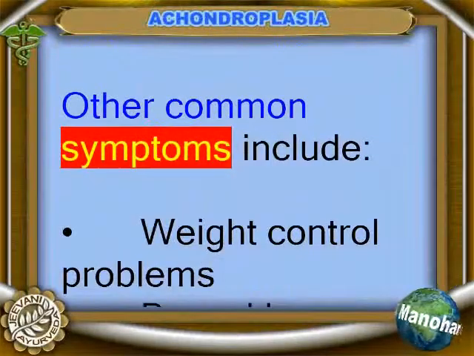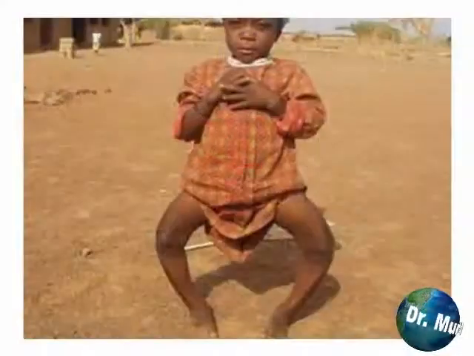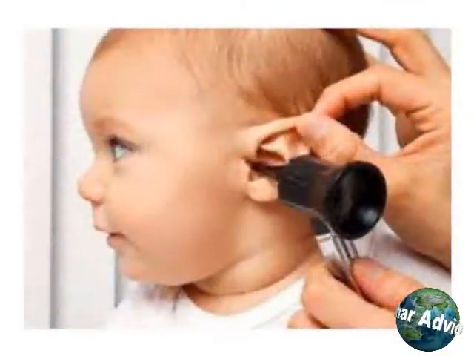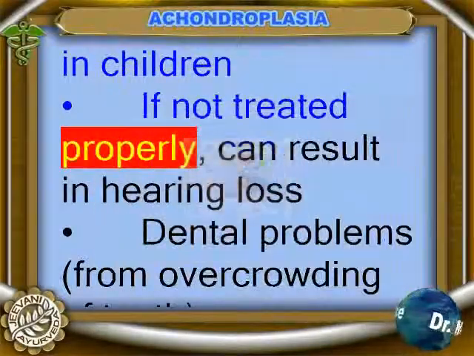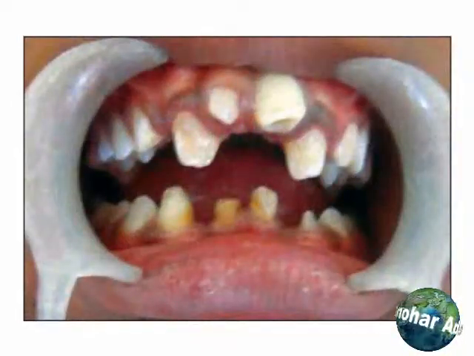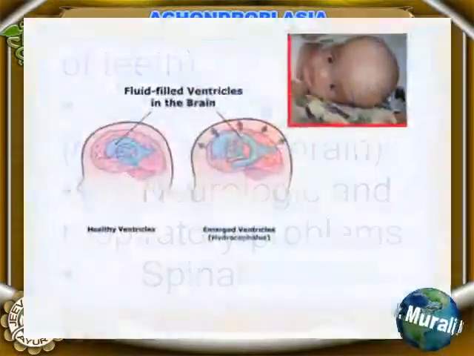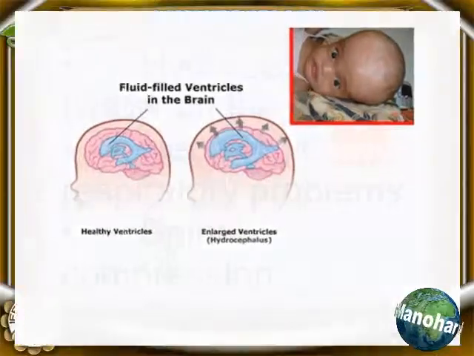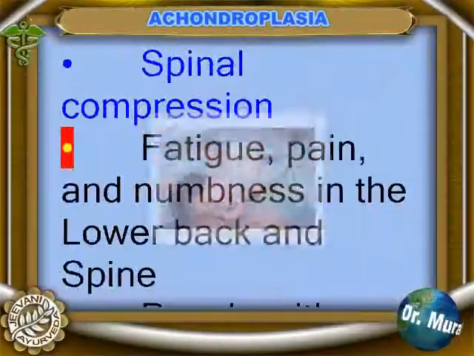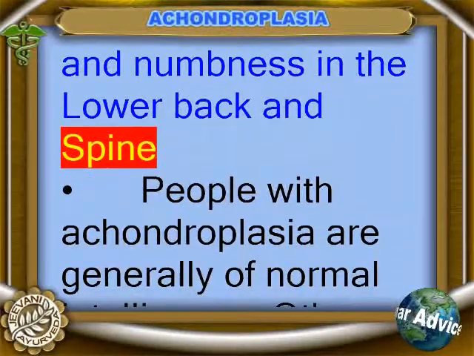Other common symptoms include weight control problems, bowed legs, middle ear infections, especially in children, which if not treated properly can result in hearing loss. Dental problems, from overcrowding of teeth. Hydrocephalus, water on the brain. Neurologic and respiratory problems. Spinal compression. Fatigue, pain, and numbness in the lower back and spine.